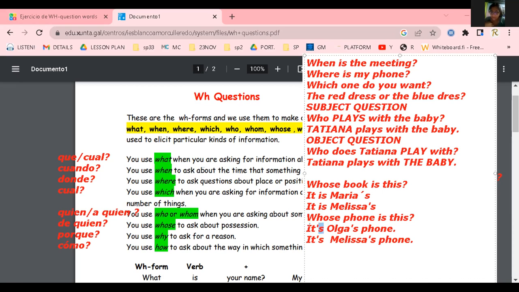Vaya, por ejemplo, tenemos dos casos ahí en la respuesta. ¿De quién es este teléfono? Y acá tenemos la contracción del verbo to be. It is Olga's phone. Entonces, acá yo estoy contrayendo el verbo to be. Cuando yo hago una contracción, significa que yo voy a omitir una letra. ¿Qué letra omití ahí? ¿La sustituí por un apóstrofe? La I. Entonces, a eso nos referimos cuando hablamos de contracción. Entonces, ahí hemos hecho una contracción del verbo to be.